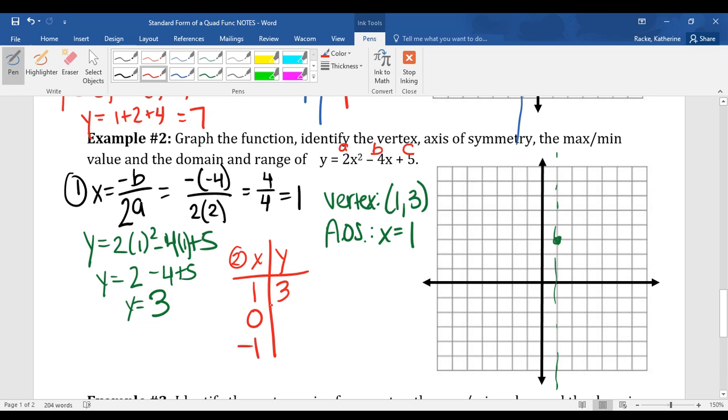Okay. So if I'm going to plug in 0, y equals 2 times 0 squared minus 4 times 0 plus 5. 0 squared is 0 times 2 is 0. Negative 4 times 0 is 0. So y is going to equal 5. So we can go ahead and plot that point. 0, 5. Do the reflection of it.